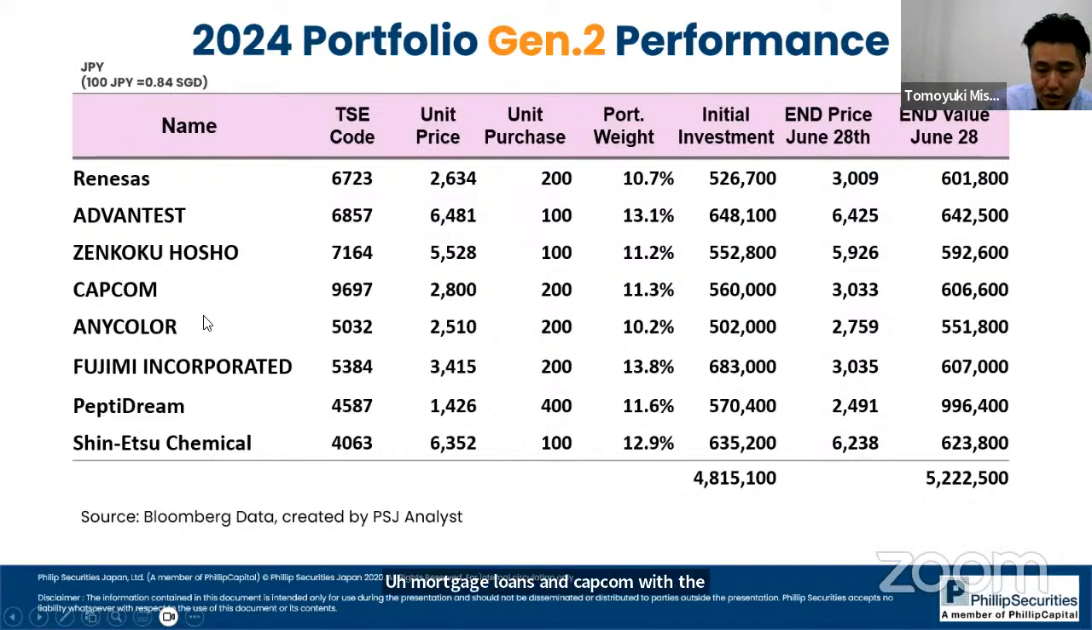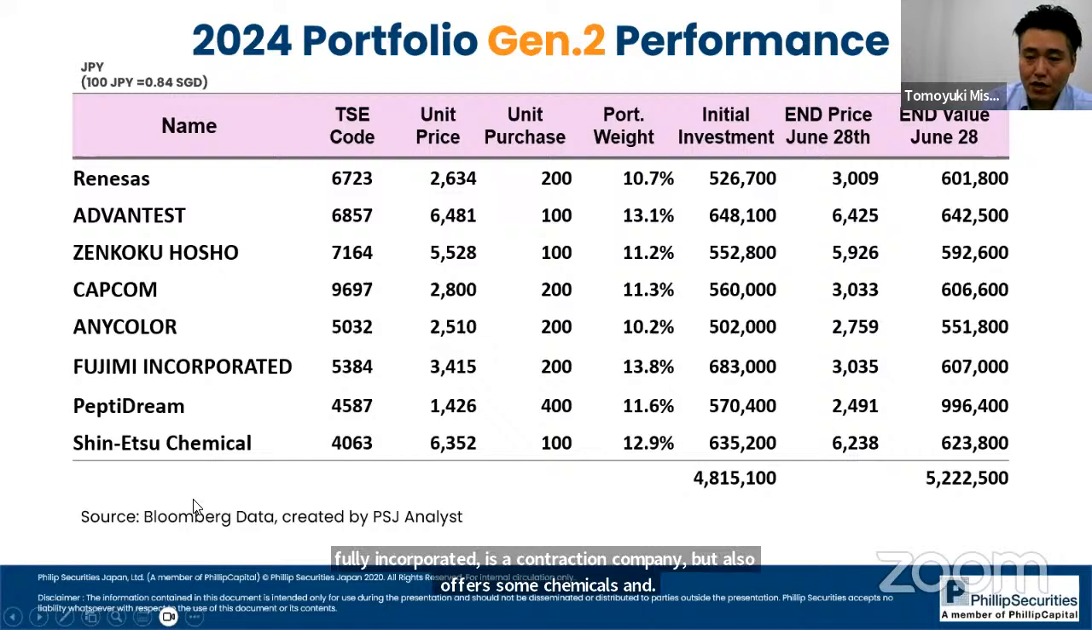Anycolor is the talent management company of VTubers. VTuber is a virtual YouTuber, a talent with created virtual icons. Phillip Incorporated is a construction company, but also offers some chemicals and some construction materials for silicon fabs.